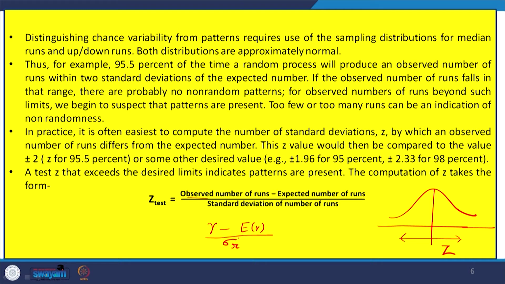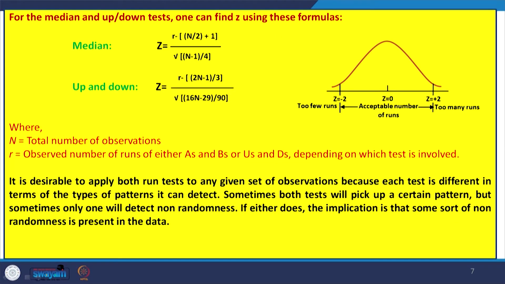So, that becomes your formula for the calculation of the Z value. And if you want a very specific formula, then for the median, this is R, this term is ER, and this term is sigma R. Similarly, for up and down, it is R minus ER divided by sigma R. So, this is the final formula for the calculation of Z.